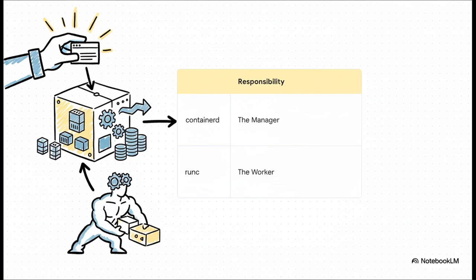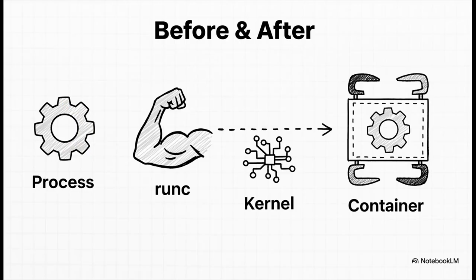And then, reporting to the manager, you have runc. And runc is the real worker bee. It's the low-level tool that gets its orders from containerd and then does the dirty work. It's the one that talks directly to the kernel to set up all those namespaces and configure the Cgroups we talked about. This is the piece of software that literally turns a plain old process into a container.